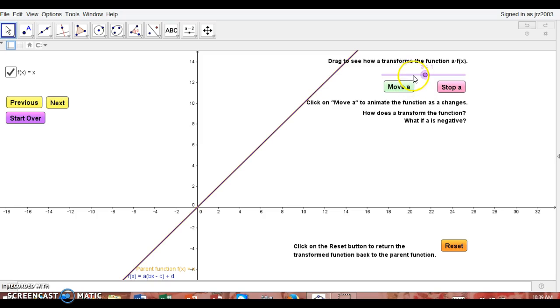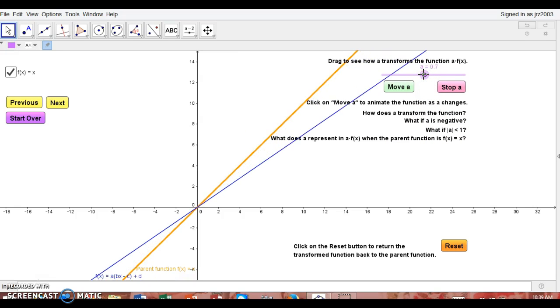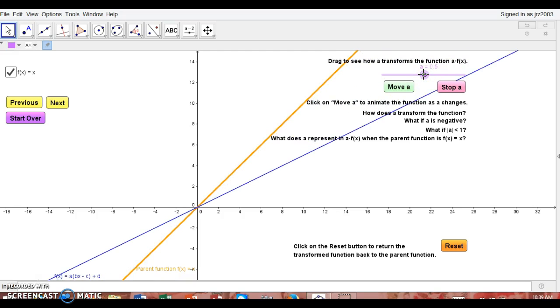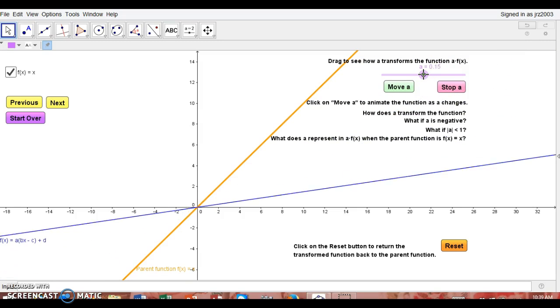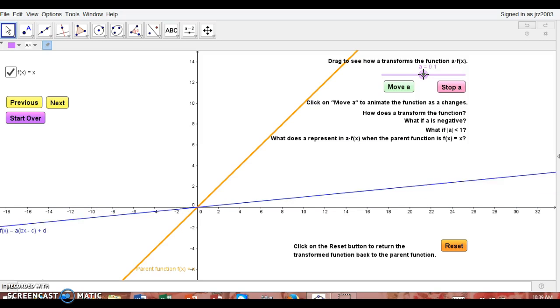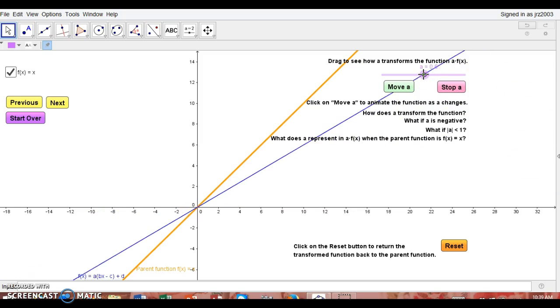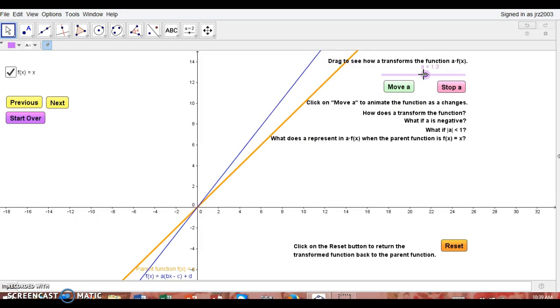Well, if they don't remember, they can just click on this. Well, if it's negative, then it gets rotated, it has a negative slope. What if the absolute value of A is less than 1? Well, we can also see what that looks like. It becomes less steep, and it moves closer towards the x-axis. Okay, the same is true if it's negative.